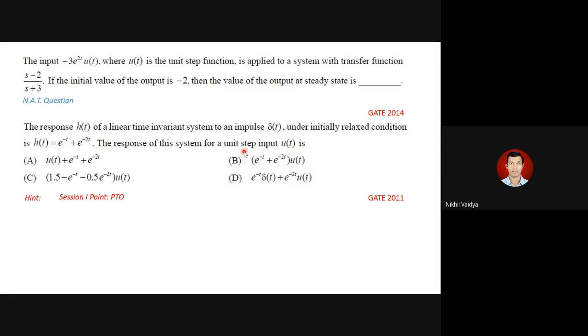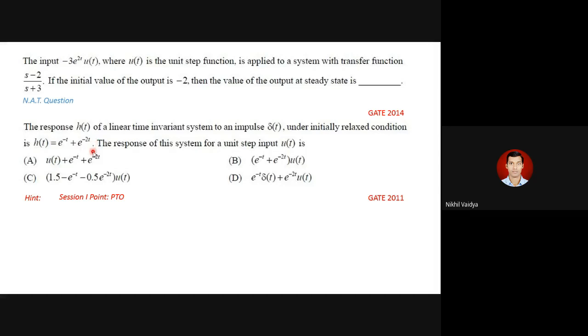Yes, this is again a similar question to the ones we were discussing, based on our relationship that impulse response is equal to the derivative of step response, which is equal to the derivative of ramp response. Here the response h of t is given to an impulse. Impulse input is del t and its response. So what is given here? H of t is equal to e raised to minus t plus e raised to minus 2t.